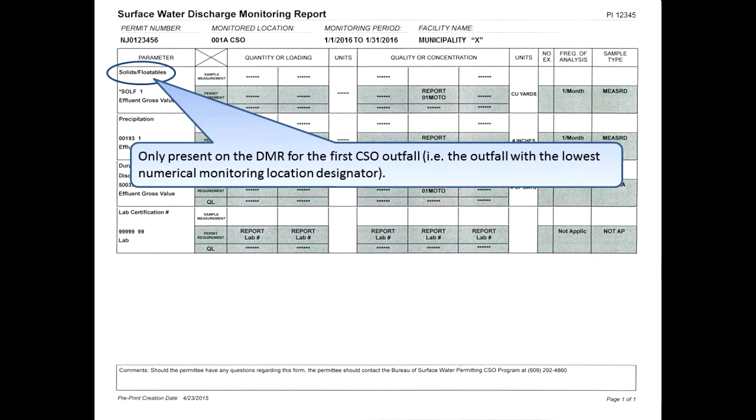The first parameter that appears on the form is solids floatables. Please note that this parameter will only be present on the DMR for your CSO outfall with the lowest numerical monitoring location designator. Generally, this would be the CSO outfall identified as 001A. However, if the lowest numerical designator for a CSO outfall regulated in the permit is not 001A, solid floatables will be associated with an alternate outfall.